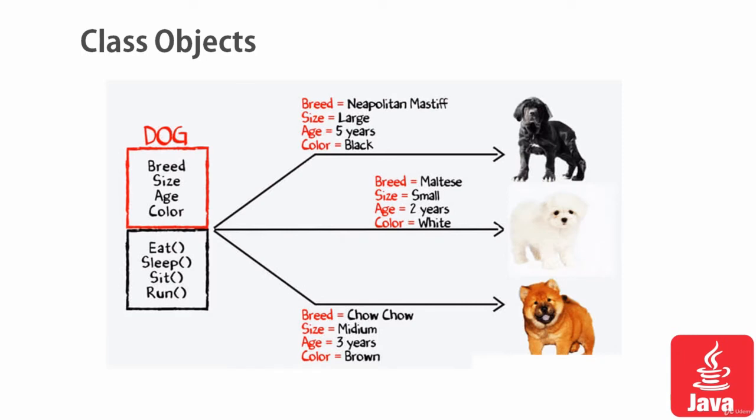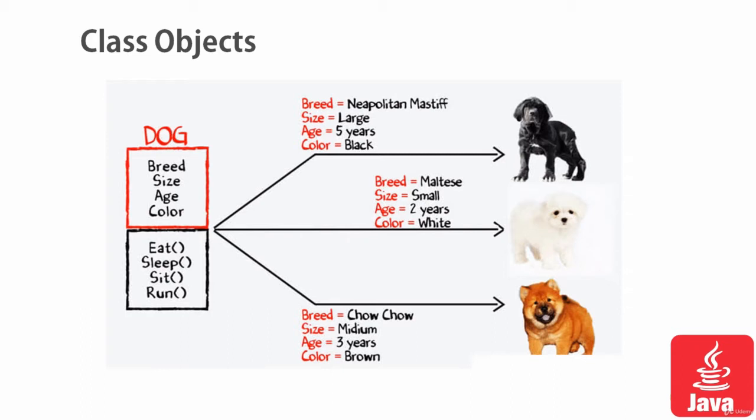This is an example. Here we have a class called Dog, which consists of different variables or parameters and different methods. A dog may have four different variables called breed, size, age, and color that define a particular dog and distinguish one dog from another. Similarly, a dog may have a different set of methods or functions called eat, sleep, sit, and run. So we can create different objects. Here we have three different objects which can have different values assigned to different variables. And based on those variables, we can perform various methods or operations.